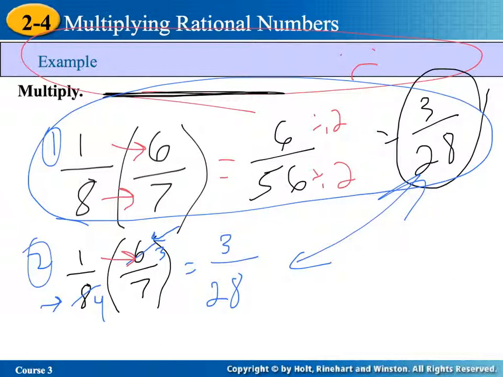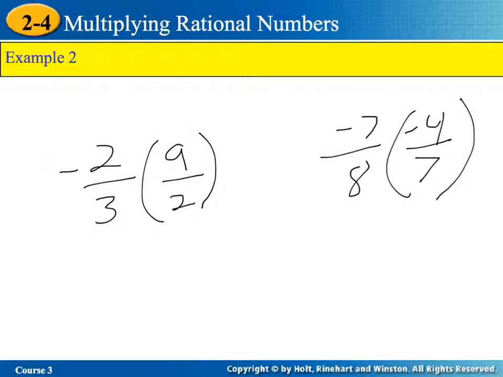Okie dokie, artichoke. I want you to try these 2 problems. You're going to pause in a second to write it down. Do not forget your rules to multiply positive and negative numbers. So pause now and do these.